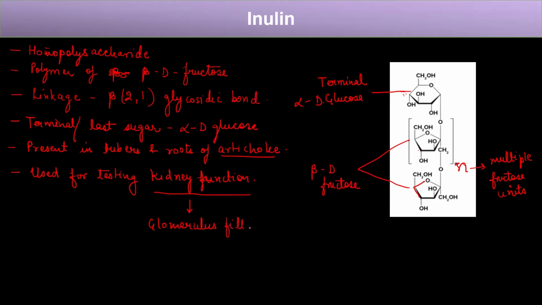By looking at the glomerular filtration rate, or GFR, kidney functioning is tested. In this GFR test, what is being used? It's inulin. Inulin is the third polysaccharide, and it is also a storage polysaccharide, like glycogen and starch.